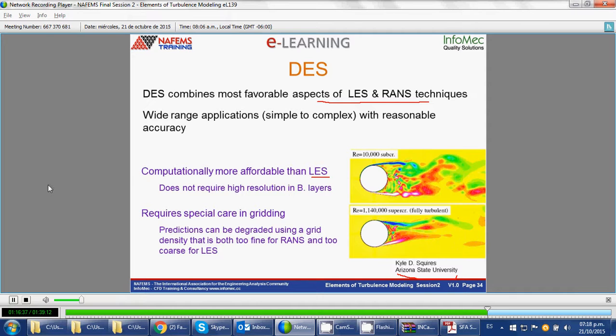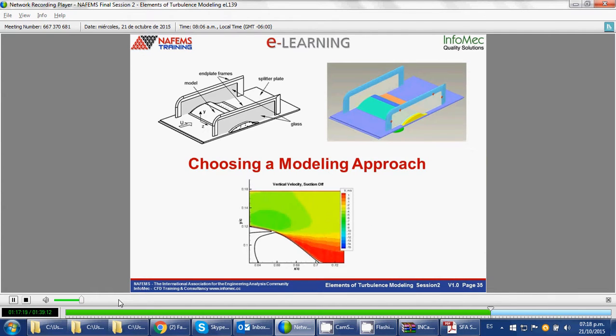So that's what they're talking about, it's computationally more affordable than LES, and it doesn't require the kind of fine grid near the surface that LES requires. The only thing is, sometimes it's sensitive to the type of grid that you generate, because you don't want it to be too fine for RANS, but you don't want it to be too coarse for LES. So at that point, care must be put into generating your grid.